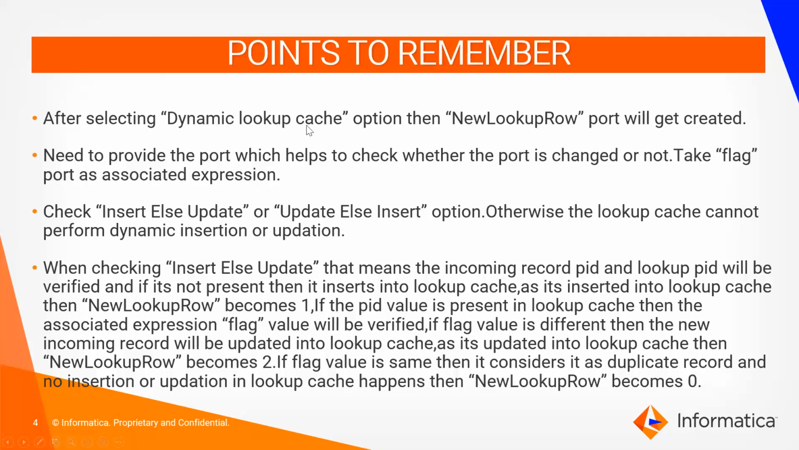After selecting the dynamic lookup cache option, a new lookup row port will be created, as we have already seen. You need to provide a port which helps to check whether the port is changed or not. So take flag as an associated expression port. I took flag because the flag will tell whether the input record is changing or not. If it is 1, then it is coming as it is. If it is 2, that means some updation happened in the record.